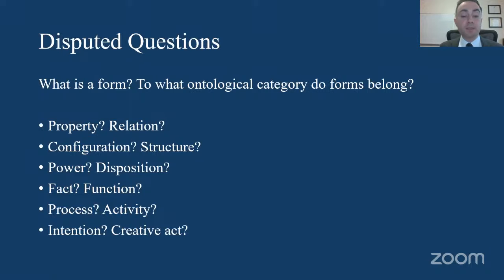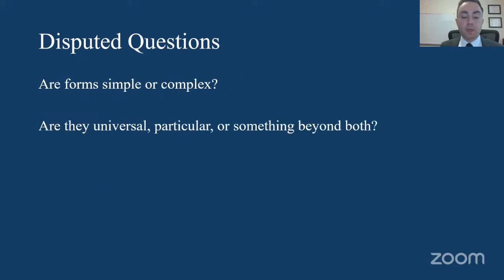Still others take the form of a material object to be a kind of process or activity occurring in its matter. And some take the form of a material object to be extrinsic to the object that possesses it. According to this last approach, the form of a material object is identified with a certain response, intention, purpose, or creative act, formed or performed by some human agent or group of human agents. The second question we can ask about form is whether forms are themselves simple or complex.